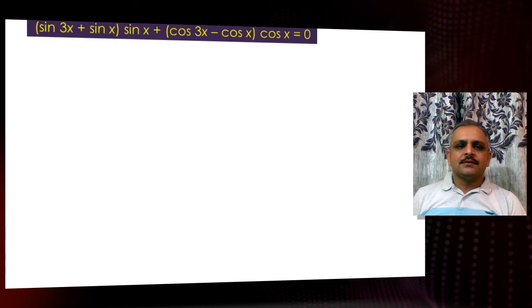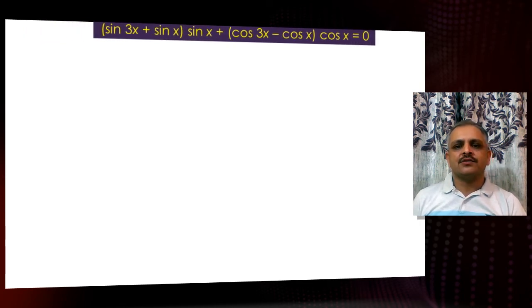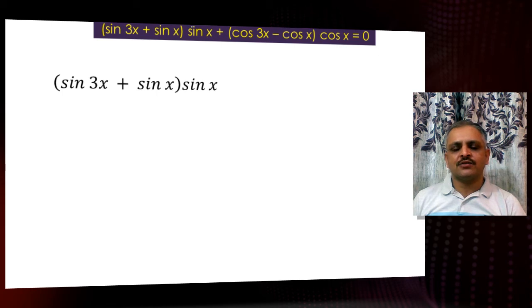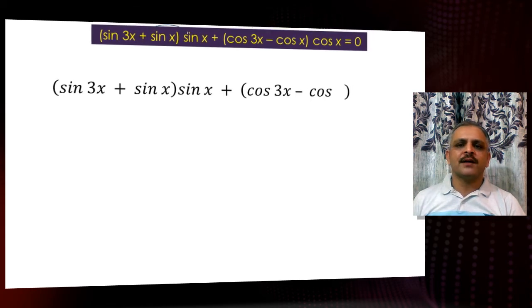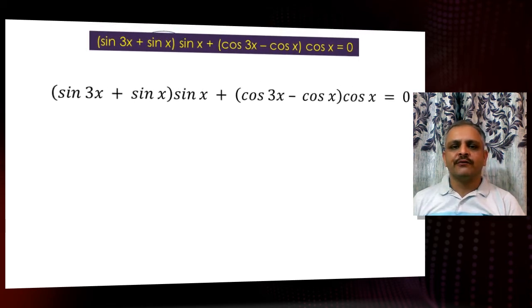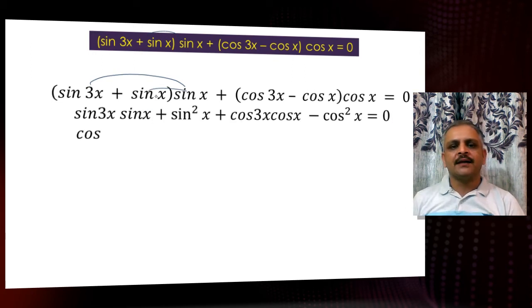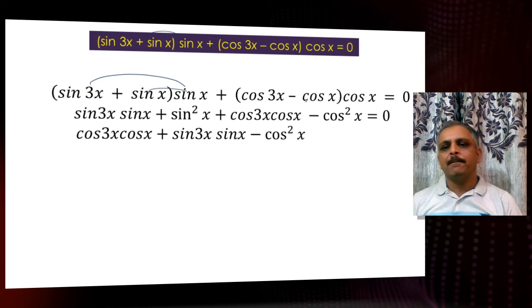Next is (sin 3x + sin x) into sin x + (cos 3x − cos x) into cos x. So let's expand this bracket first. If I expand the bracket, I have to multiply cos 3x with sin x and sin x with sin x, so it will become cos 3x sin x and sin x into sin x. And here it will become cos 3x into cos x minus cos square x.